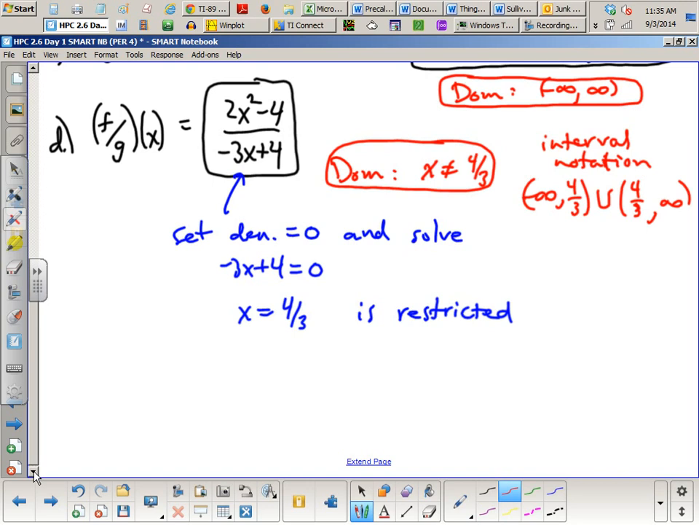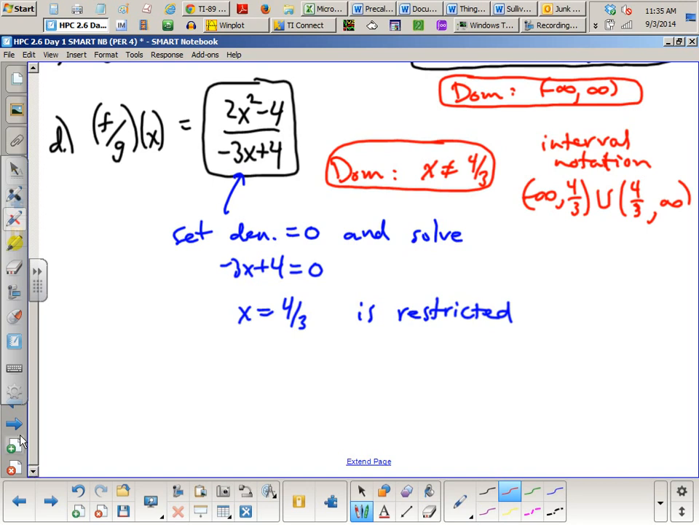But most of those answers came out to domain was all real numbers, right? And it's because the two functions that we were given, their domains were all real numbers. Let's do another example. This time, the functions you're given have their own restrictions.